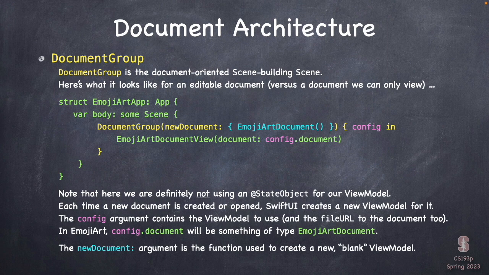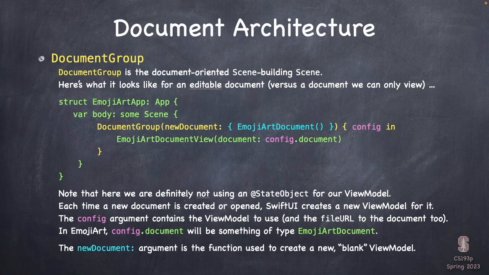Now, most of what I'm going to talk about here is the document group. So this document group that you see on here, the code, this is for an editable document, like an emoji art document, where we're going to be setting the background and adding emojis and all that stuff. So let's look at all the parts of this. I've color coded these things here. So the yellow is the actual call to the scene building scene, the for each like scene thing called document group. And you can see it has two arguments actually. Let's look at the second argument, which is a closure. That's the closure with the config that I told you has all the information you want in there.